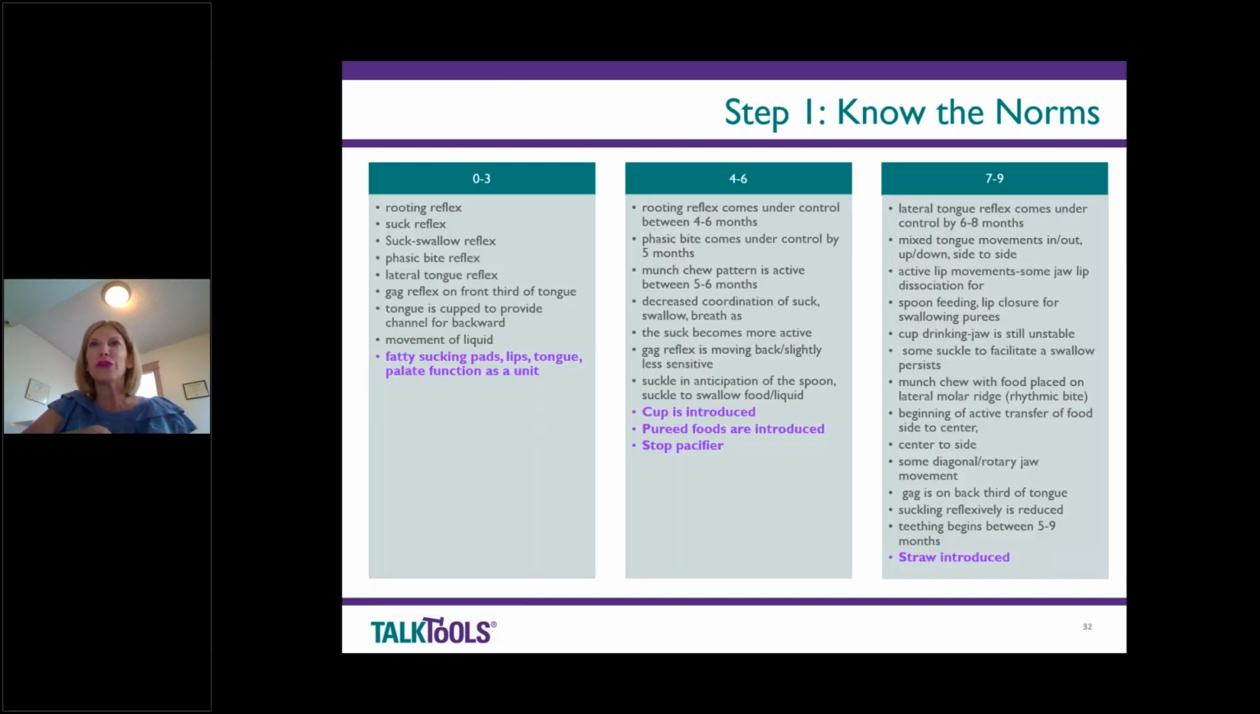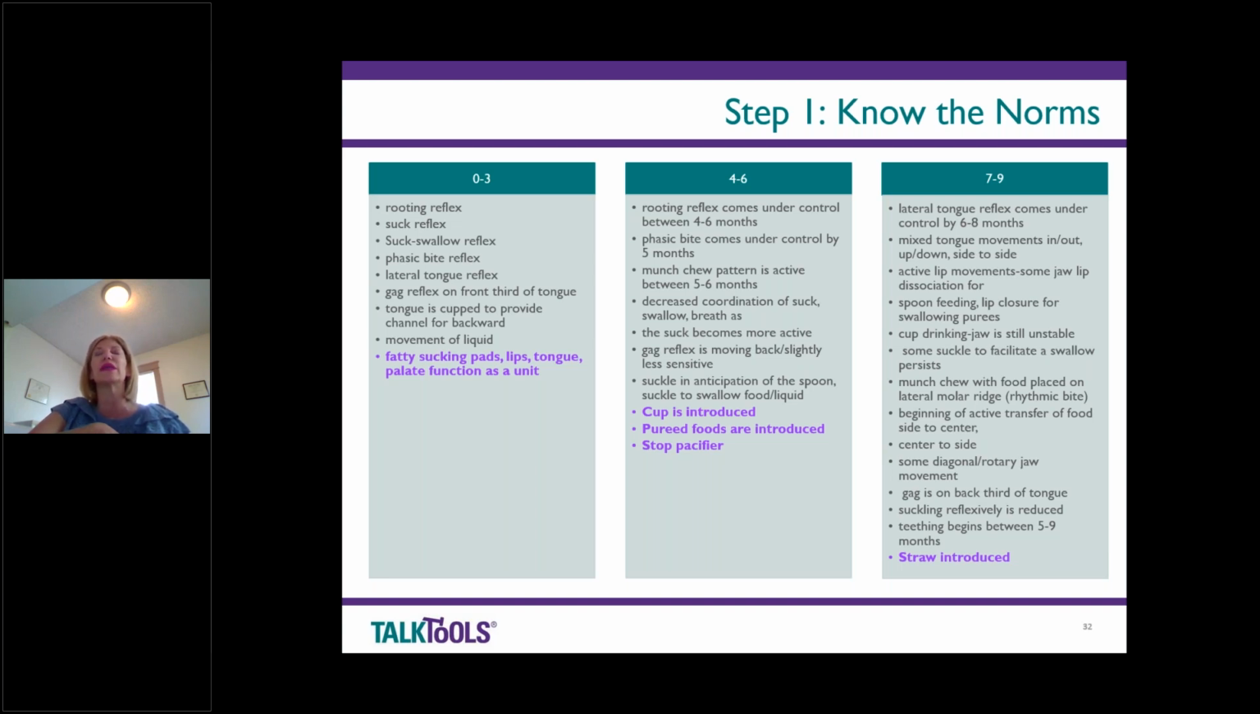So we can't go through all the norms. It takes Lori 2 days to do this in her class, and Diane Barr as well. But there are certain milestones I want to bring to your attention in the 0 to 3. In 0 to 3, the fatty sucking pads, lips, tongue, and palate function as a unit for breast and bottle feeding. So if already at 0 to 3, there's some kind of breakdown in that unit, that's a red flag that intervention's needed.